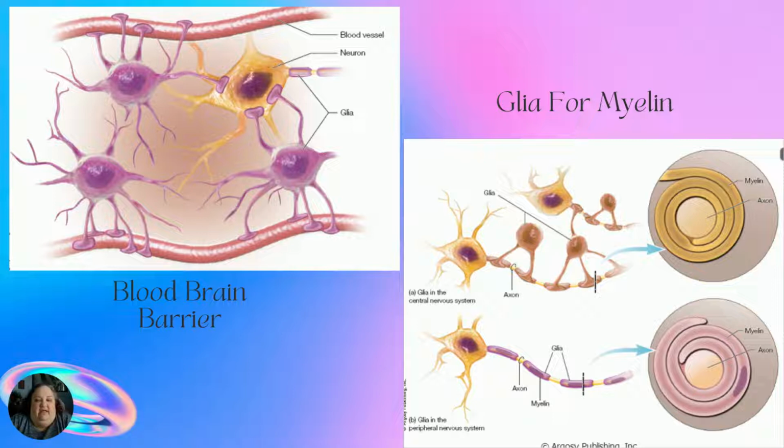You also have an image for the glia for myelin. This shows you how the myelin is actually formed and kind of what it does. You have two different versions of it. You have the glia in the CNS, and then you have the glia in the PNS, so the peripheral and the central. All right, they're very similar, just so you know.